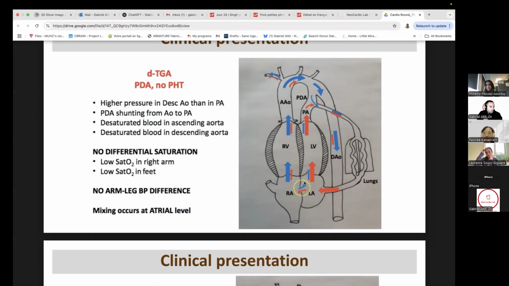Why is it then that we keep PGEs to keep the PDA open in this disease when you know that you're not going to mix by the PDA? What's the rationale? Pessini or Laurence?